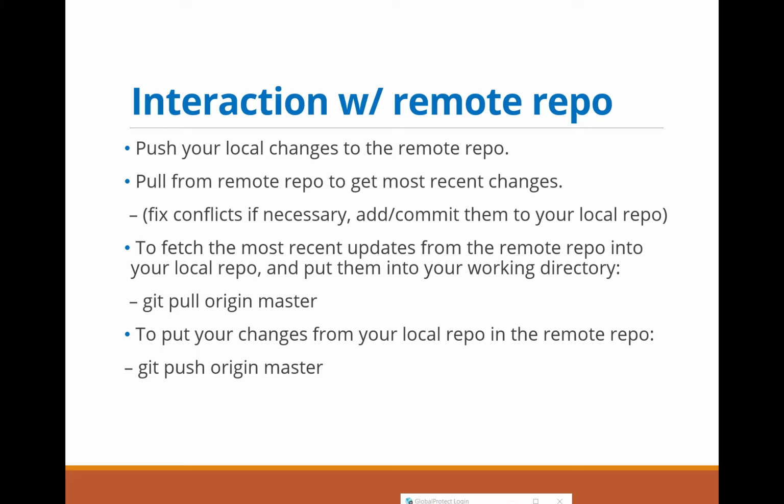Let's say you have uploaded your data and completed your task, then you will pull data from the main branch. You will use git pull origin master or main. And then if you want to upload your data, you will use the command git push origin master. So pull is nothing but download and push is nothing but upload.